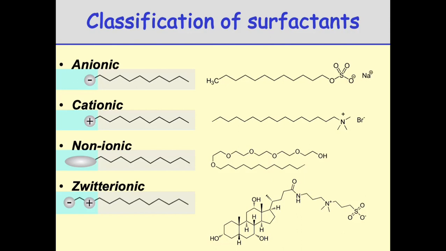And that molecule is also a good example to show that surfactants are not always simple hydrocarbon chains connected to a head group. The hydrophobic part of the molecule can be quite complex, as well as the hydrophilic part of the molecule. So these are known as the classifications of surfactants.